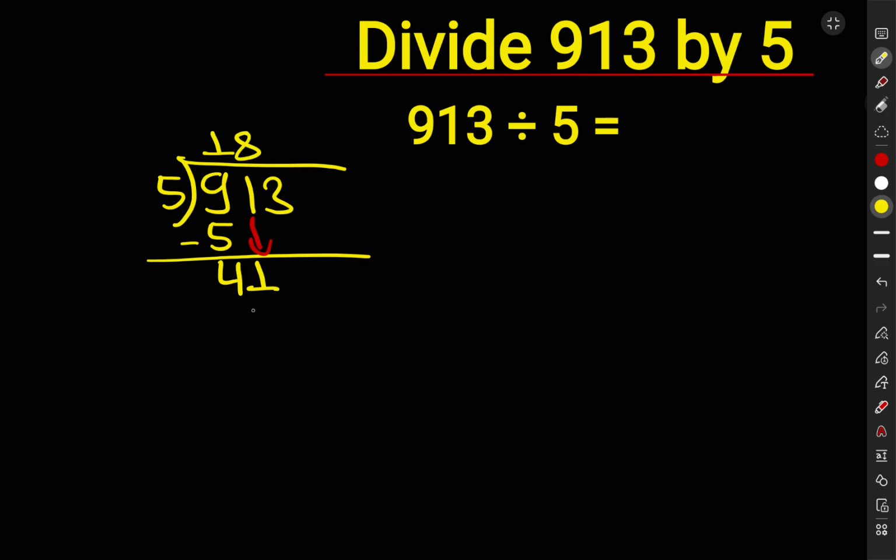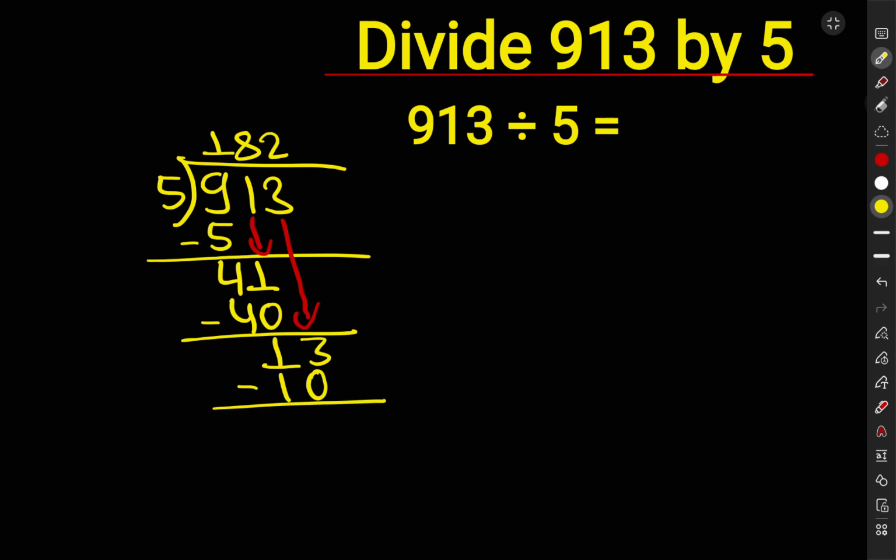5 times 8 is 40. On subtracting we get 1. So again we put down these 3 and it is 13. 5 times 2 is 10. On subtracting we get 3.